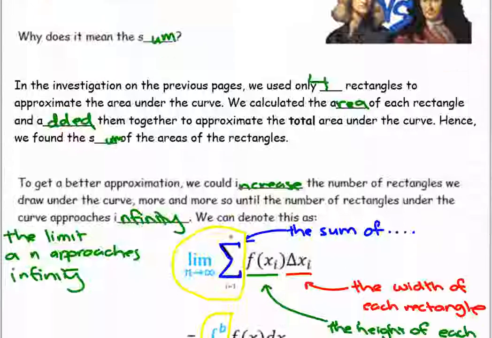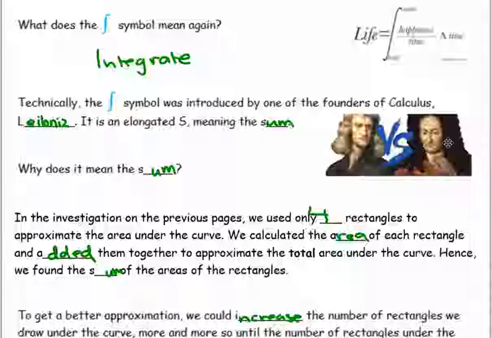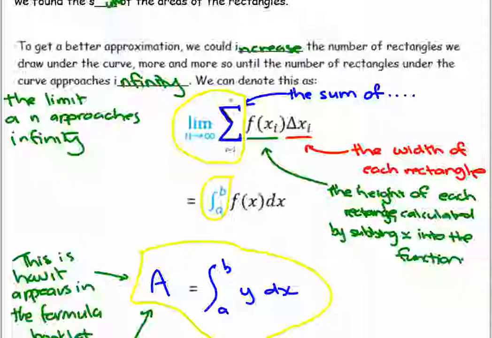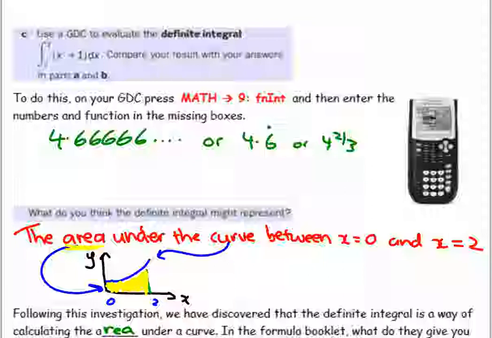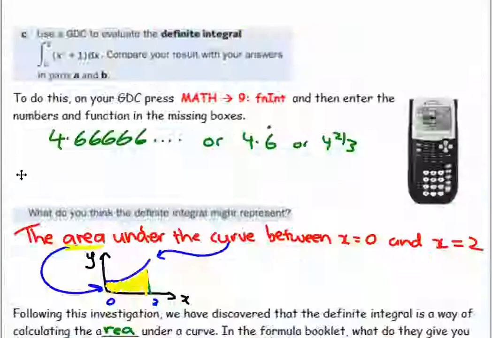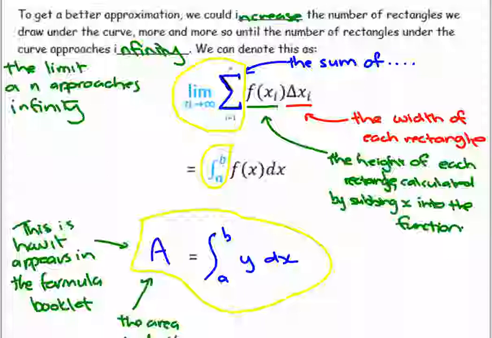Okay. Yeah, good. It's an elongated S, the integral sign. Leibniz, the German one, came up with this symbol. That's Newton. It's an actual elongated S, meaning the sum. Why does it mean the sum? Because in theory, the integral is as if you've got an infinite number of rectangles under the curve that you're adding up. So here we had four rectangles, but in theory, integration is when you've got an infinite number of small, skinny rectangles, and you're adding up all those areas. As the number of rectangles approaches infinity, the area gets closer and closer to the integral. So remember, it's the limit as the number of rectangles approaches infinity of the sum of the height of each rectangle multiplied by the width of each rectangle.